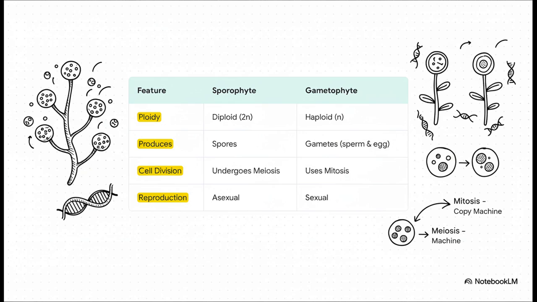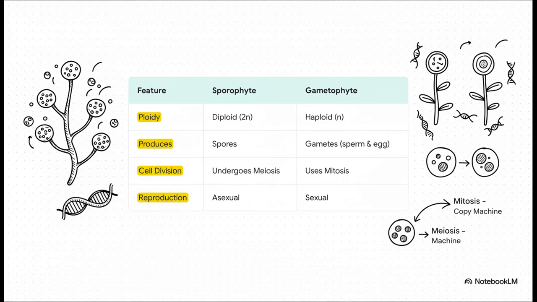But then on the other side, you've got the gametophyte. This one is haploid, N. And here's the part that messes with your head. Its job is to make gametes, sperm and egg, but it uses the copy machine, mitosis. Think about that. It's already haploid, right? It doesn't need to halve its chromosomes. So it just copies its gametes into existence.